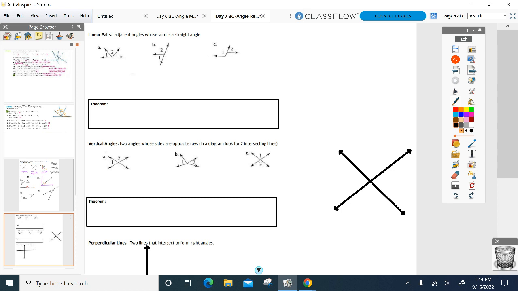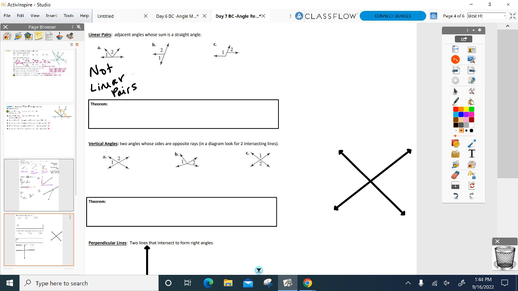Plus the word linear has what word in it? Line. A pair of angles that form a line. You think A is a linear pair? What's wrong with it? Well, okay, but do 1 and 2 form a line? Are they supplementary? No, so these are not linear pairs, but they are what? They are adjacent, yeah. The problem is they don't form a linear pair.